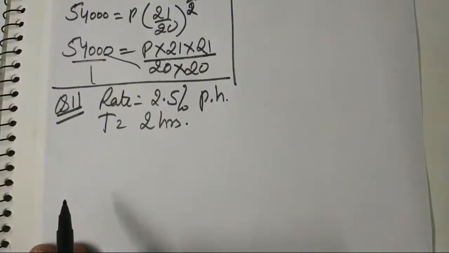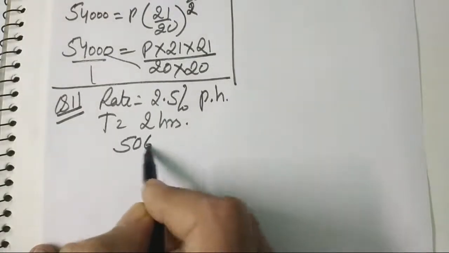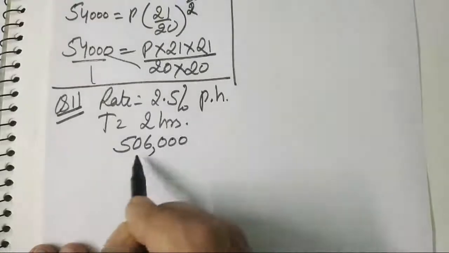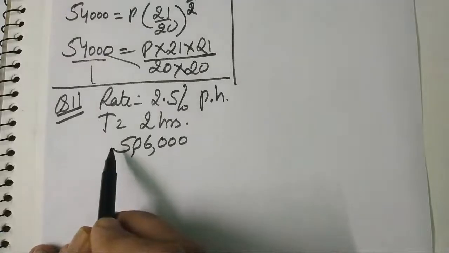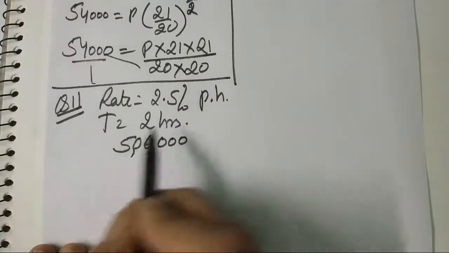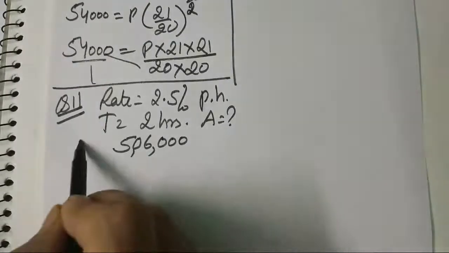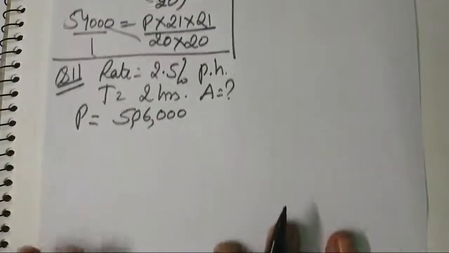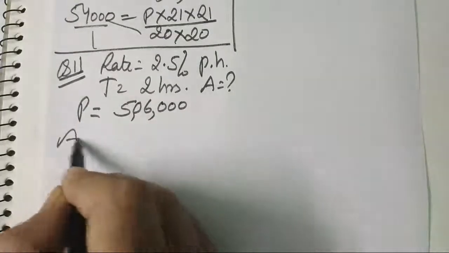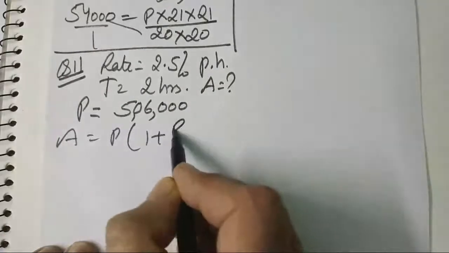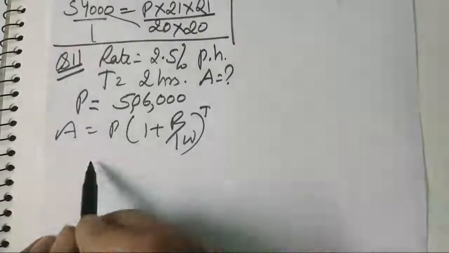If the count was initially 5,06,000. So what will be the population of the bacteria after 2 hours? You have to find A, and this becomes your principal. In some books these are written as P and A, but you can write the same thing. A is equal to P 1 plus R upon 100 and time is 2. So find the population after this.